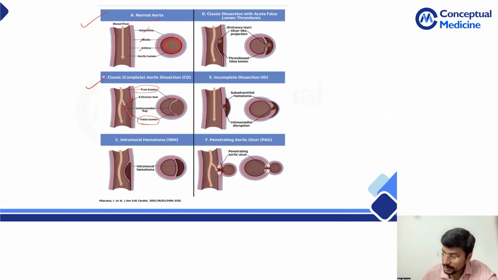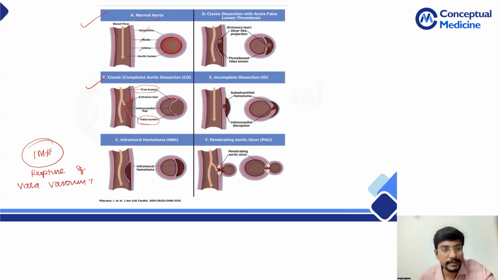The C image is called IMH, intramural hematoma. Here, if you see, the intima is intact, but still there is a collection of blood in the media. Why is this happening? This is because of rupture of vasa vasorum, with hemorrhage into the wall of the aorta. Here the intima is intact. So this is IMH.